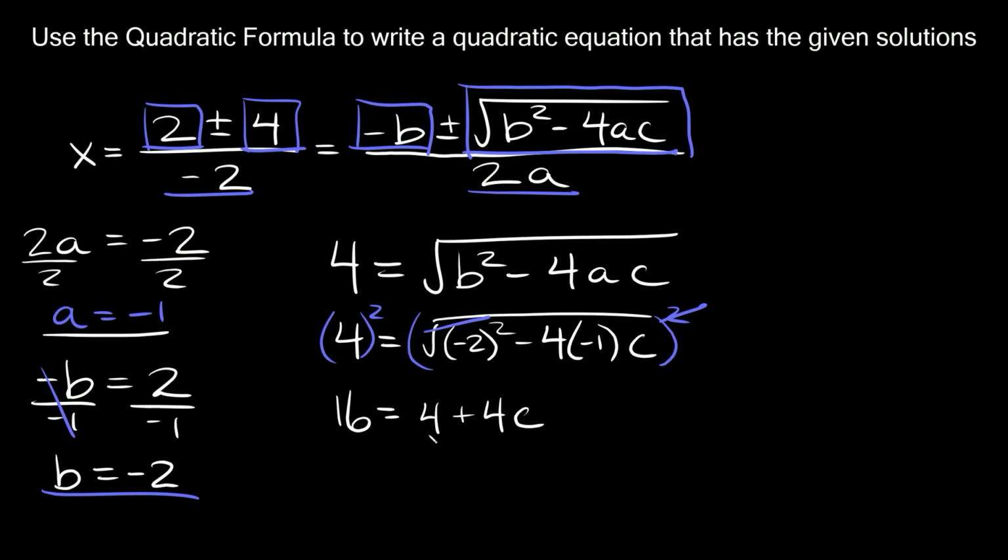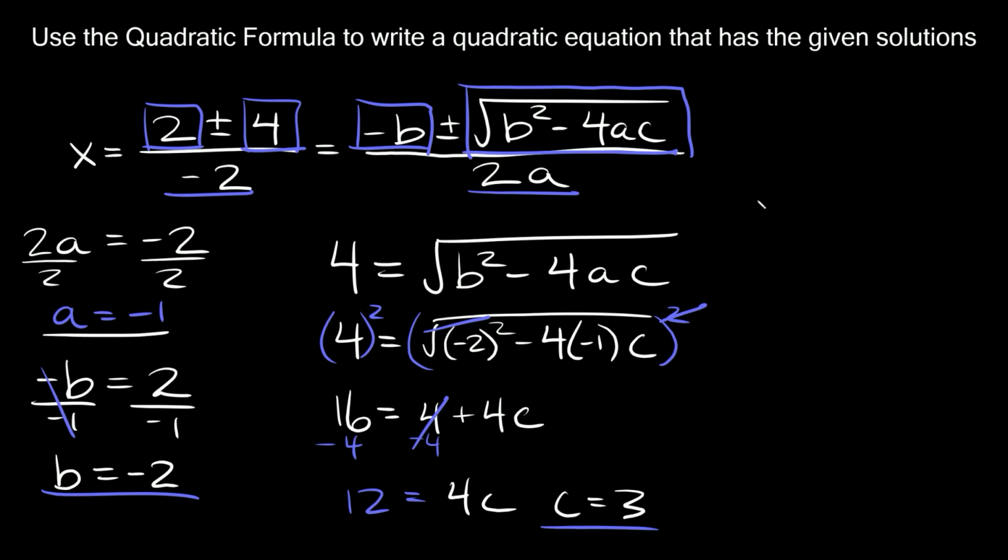So then here, we'll subtract both sides by 4. 16 minus 4 is 12. So we get 12 is equal to 4c. So then here we can see that c is equal to 3, right? C is equal to 3.